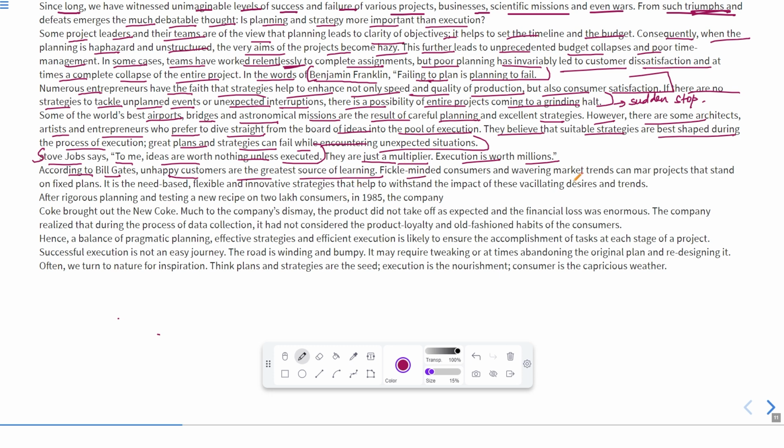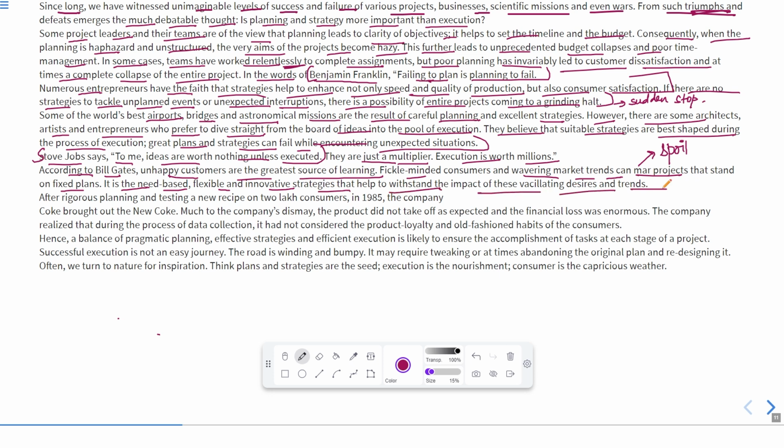Fickle minded means whose minds are not certain. Sometimes they think yes, it is fine, sometimes they say no, this is not good. So these are fickle minded consumers. It means those consumers who are not on a single point, they waver in their approaches. And wavering market trends can mar projects. Mar means spoil. They can spoil the projects that stand on fixed plans. It is need based, flexible, and innovative strategies that help to withstand the impact of vacillating desires and trends.